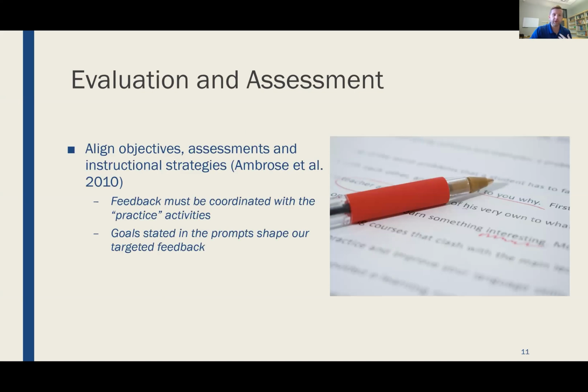So what we do is we use rubrics, which personally, I resisted using for a long time, but they do make things more straightforward. They make our expectations transparent to the students. And it means that our feedback is coordinated with some of the practice activities we do, which are embedded in some of our workshops and homeworks over the course of this semester.